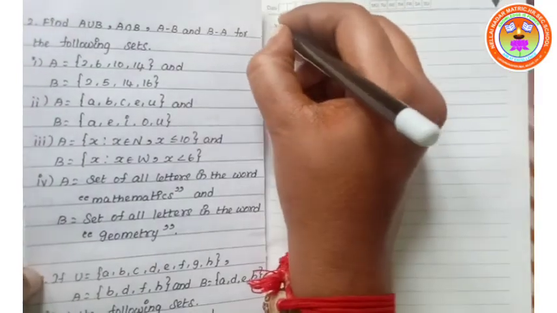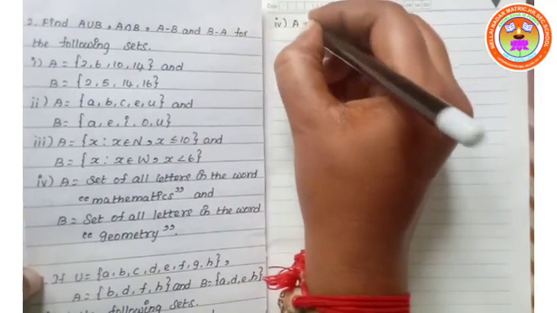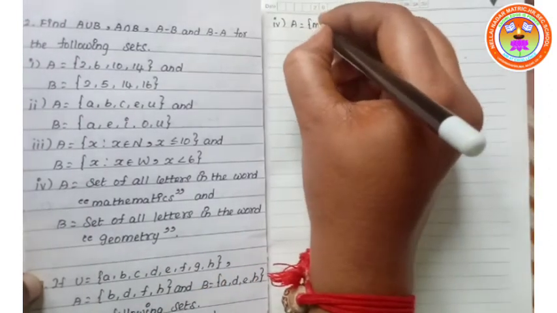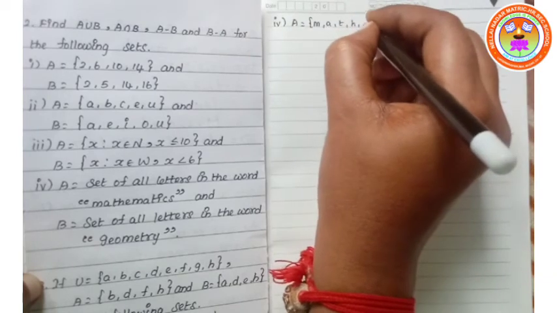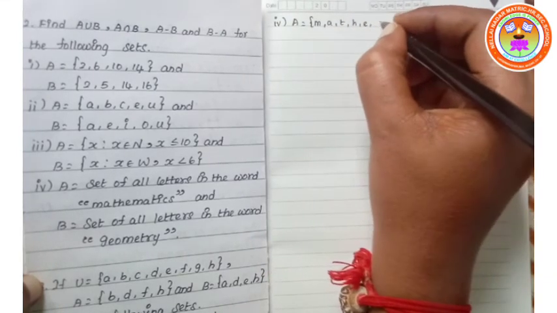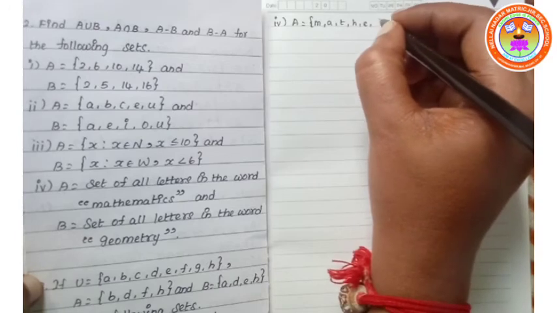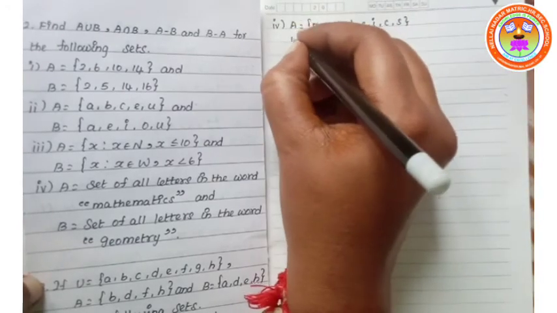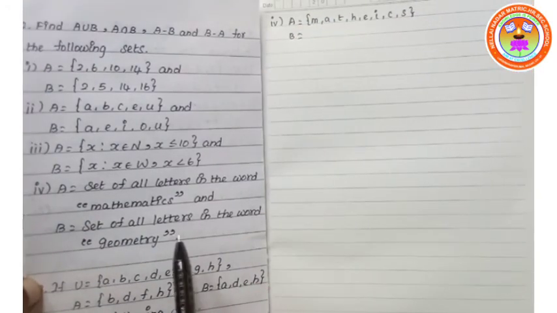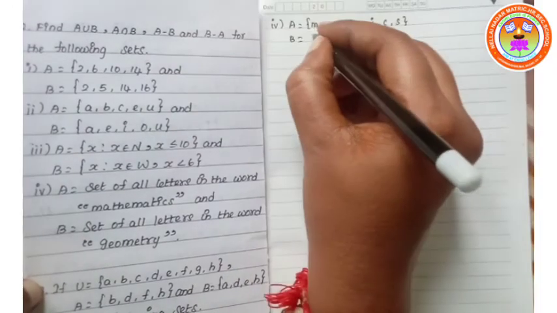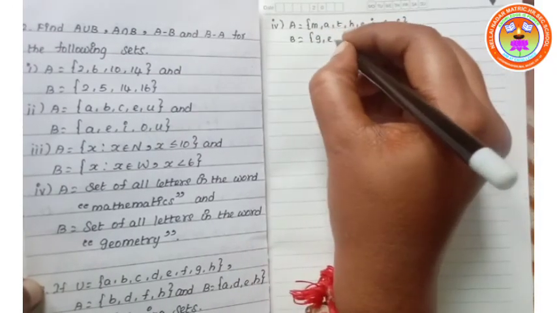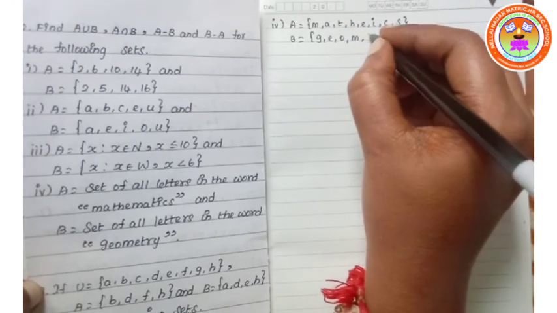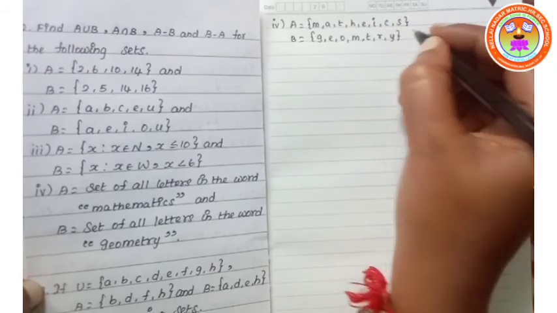Now the fourth subdivision. A is equal to the given set of all letters in the word mathematics, that is M, A, T, H, E, again M, so only once you have to write, again A, again T, then I, C, S. Now the set B is equal to the set of all letters in the word geometry. So G, E, O, M, again E, so only once you should write, then T, then R, then Y. So these are the two sets.